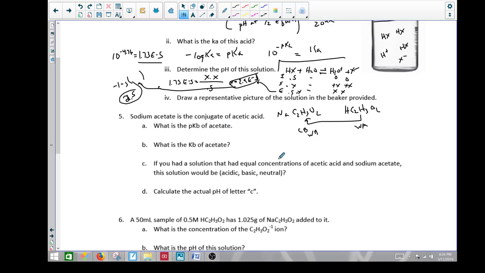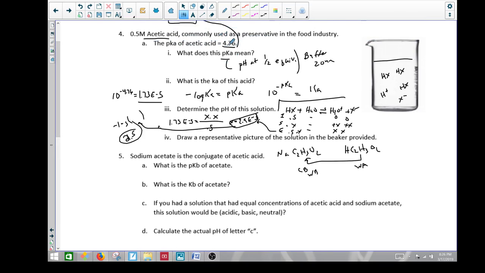In this situation, you could just subtract from 14: 14 minus the 4.76, and I get 9.24. Of course, you could do it backwards and say Ka times Kb equals Kw. You have this Ka located here, you could divide out the Kw to solve for Kb, and then negative log it to get this one. So either way it works.